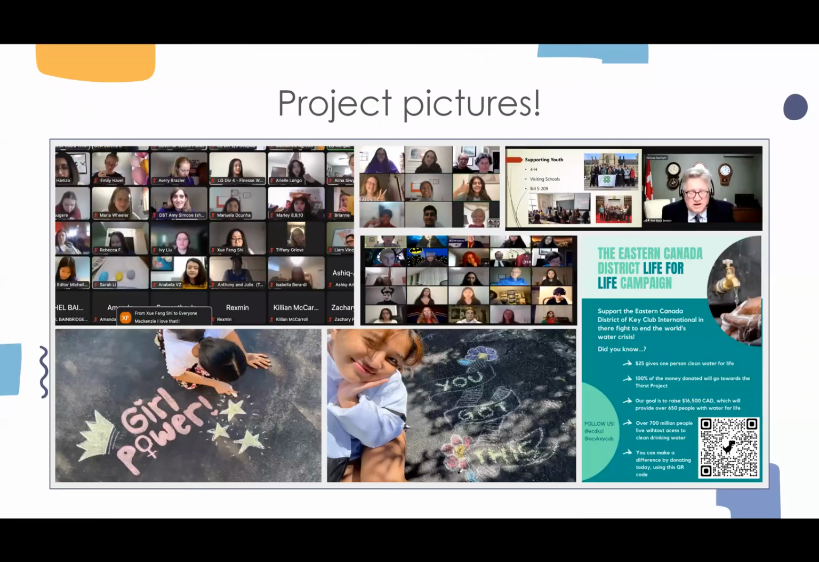Now, here are some photos. A lot of Zoom and Google Meets shown above, and at the bottom there are a couple of chalk art drawings that we received from our district from different members throughout Eastern Canada. Eastern Canada covers 6 provinces, so it's a lot of geography and a lot of talent within our district. I just wanted to share that with you guys. And yes, there is one poster above. So make sure to look at that and see how the different meetings can be run even when you're not in person.